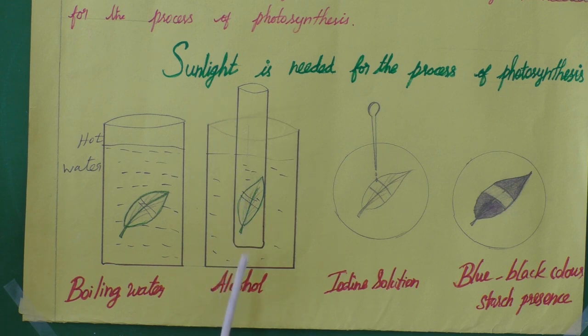Boiling water, alcohol, iodine solution, blue black color, starch presence. Clear, children? Now we are going to see the second lesson.